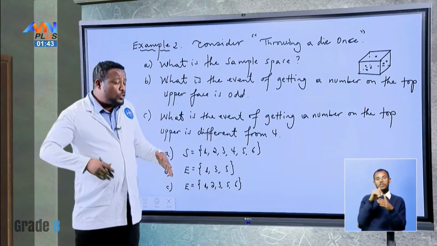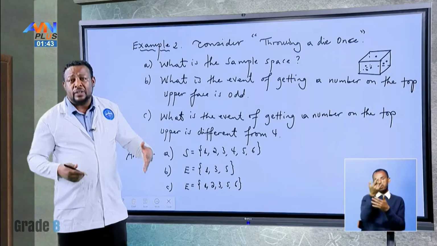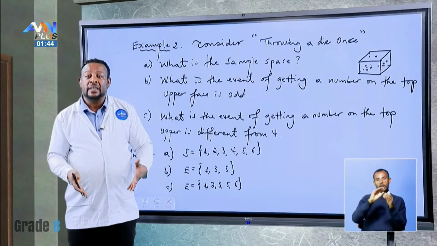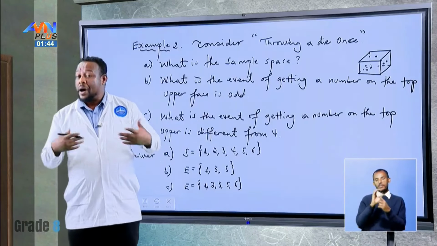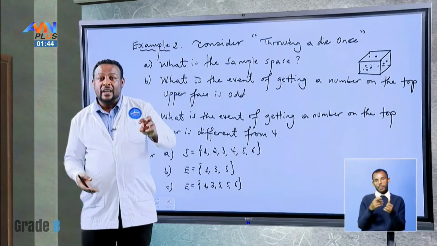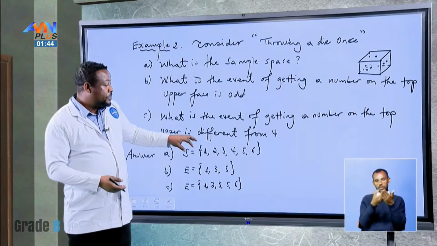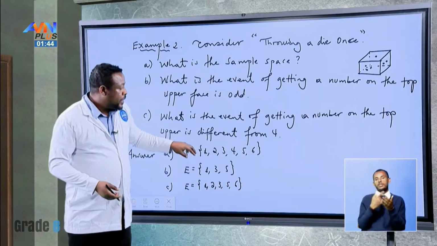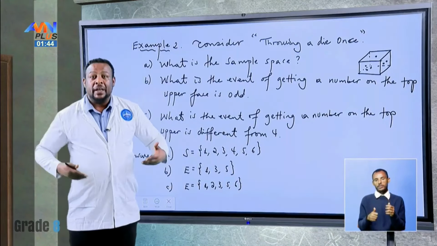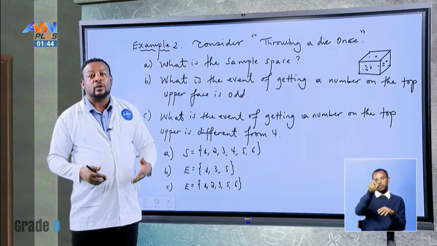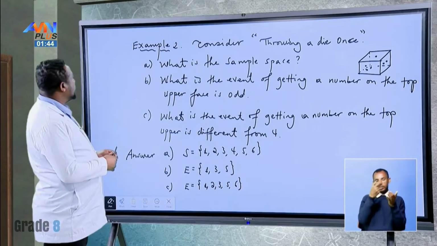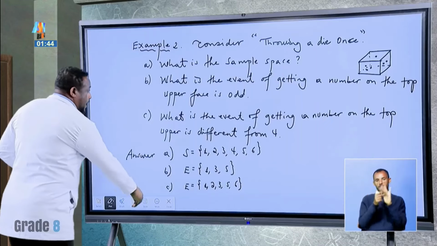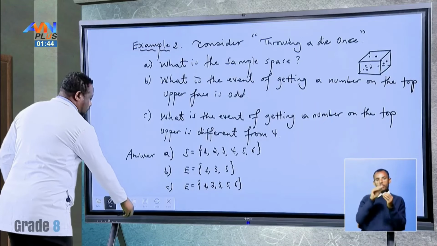Okay, sometimes you may be asked to list out the event of getting an even number, or the event of getting a prime number. In all those cases, you can take even numbers from this set, or prime numbers from this set. Depending on the question, you can list out the events, right? So this is the second example. Let me add one more example, then we proceed to the next definitions.